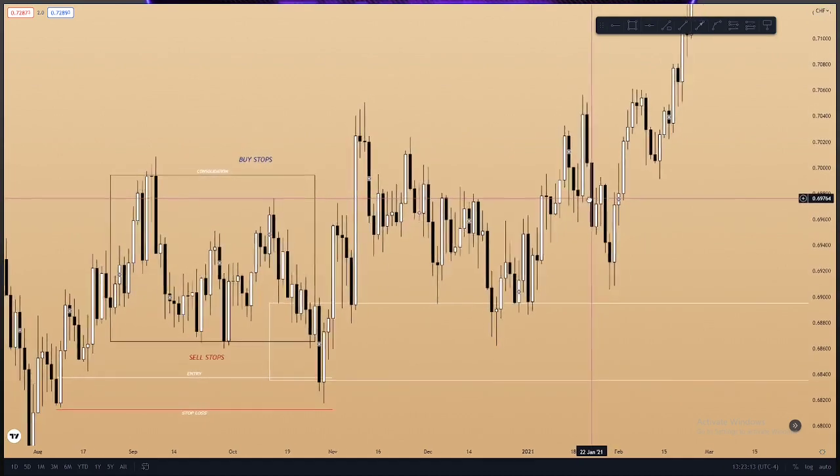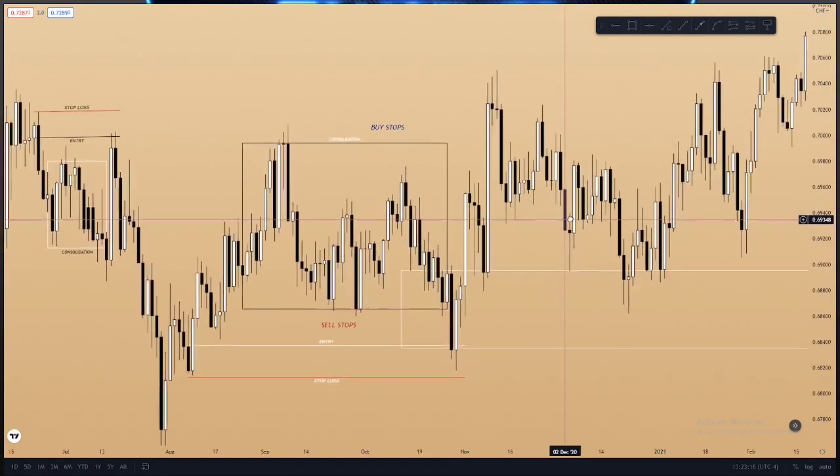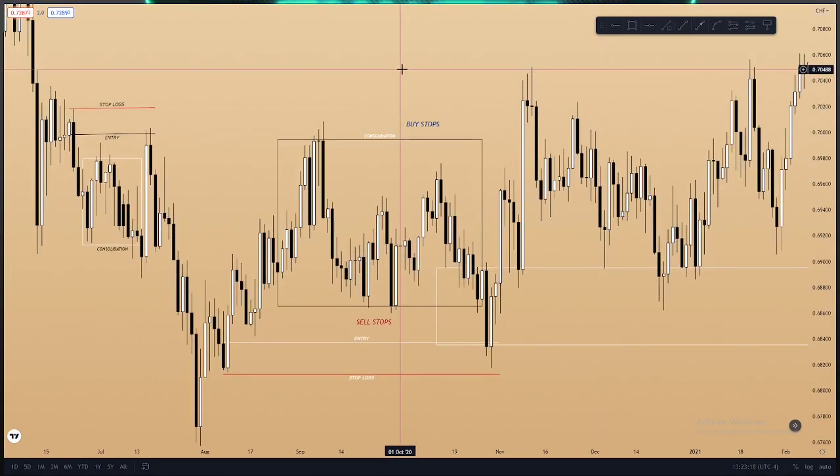So basically, yeah, this is one of the easiest elements of a trade setup to look for in price. A consolidation. What's below it? Sell stops. What's above it? Buy stops. So you want to sell below, you want to sell above resistance, and you want to buy below support, right?